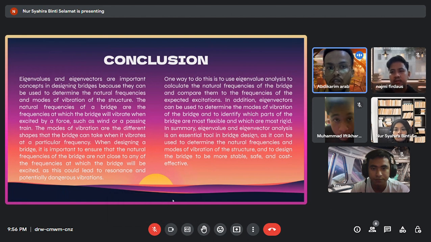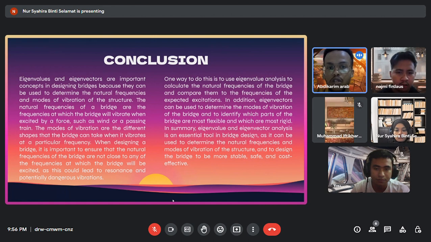In addition, eigenvectors can be used to determine the modes of vibration of the bridge and to identify which parts of the bridge are most flexible and which are most rigid. In summary, eigenvalue and eigenvector analysis is an essential tool in bridge design, as it can be used to determine the natural frequency and modes of vibration of a structure, and to design the bridge to be more stable, safe, and cost-effective. So, can you go for the references, please?